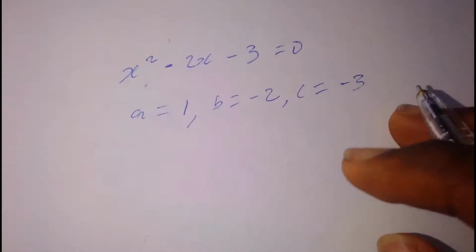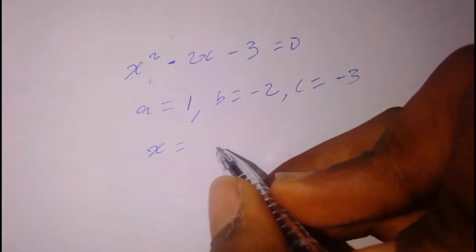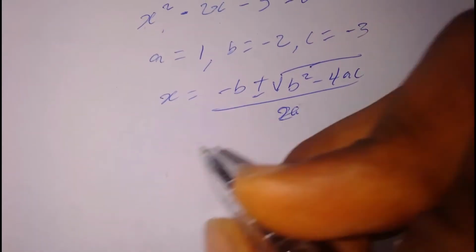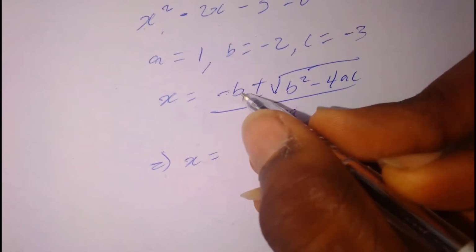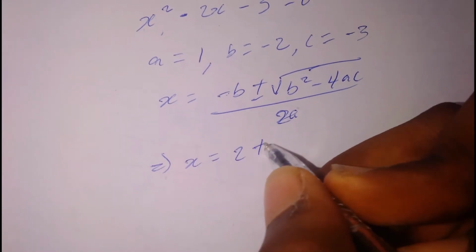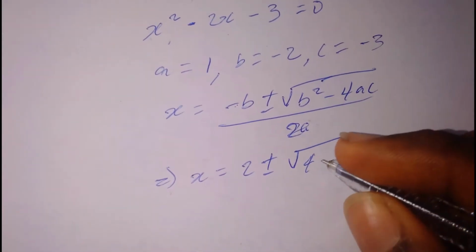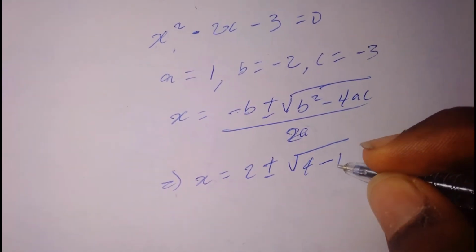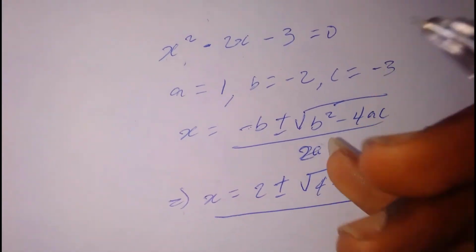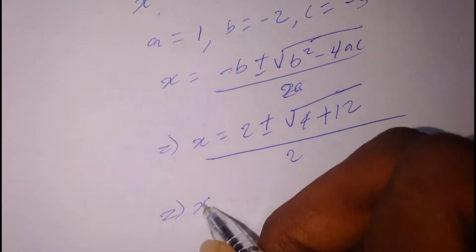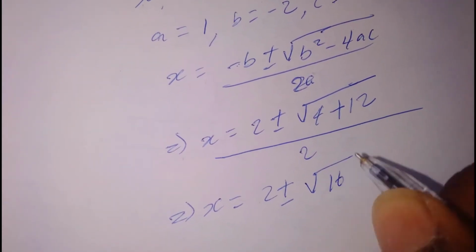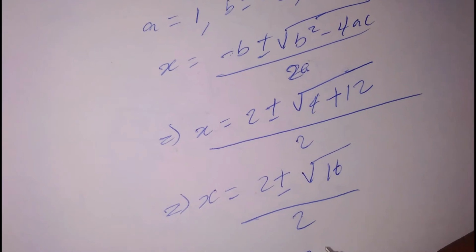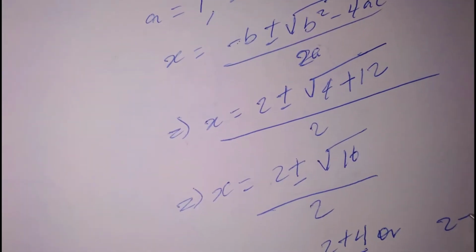Now you might want to write out the almighty formula if you don't know it offhand. So that will be x equals minus b plus or minus root b squared minus 4ac all over 2a. Now you start substituting. x equals minus b, that's minus times minus 2, which gives you positive 2, plus or minus root. Minus 2 squared gives you 4, minus 3 times 1, that's minus 3. Minus 3 times minus 4 gives you positive 12. Positive 12 over 2 times 1, that's 2. So x equals 2 plus or minus root 16 all over 2. And what's root 16? That is 4. So x equals 2 plus 4 over 2 or 2 minus 4 over 2.